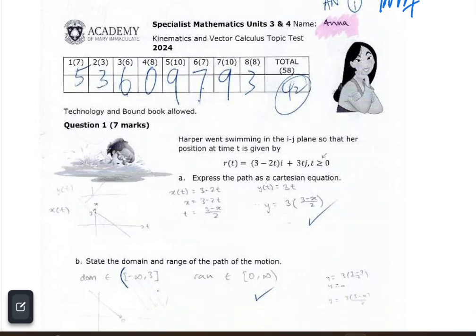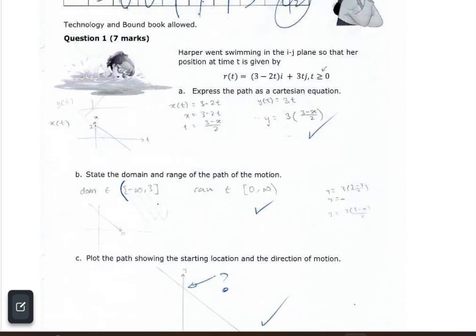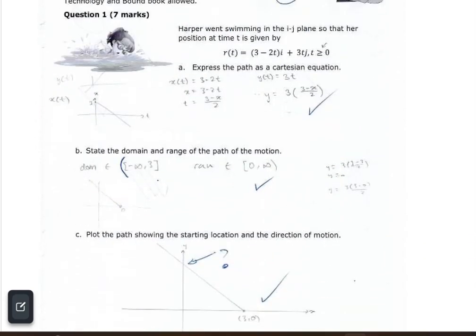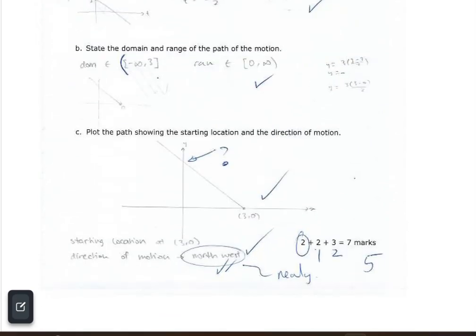Okay, so in question one, the Harper swimming question, be careful with your domain, you can't equal negative infinity, but apart from that everything else there is correct, except please label your y-intercepts. Took a mark off for that.